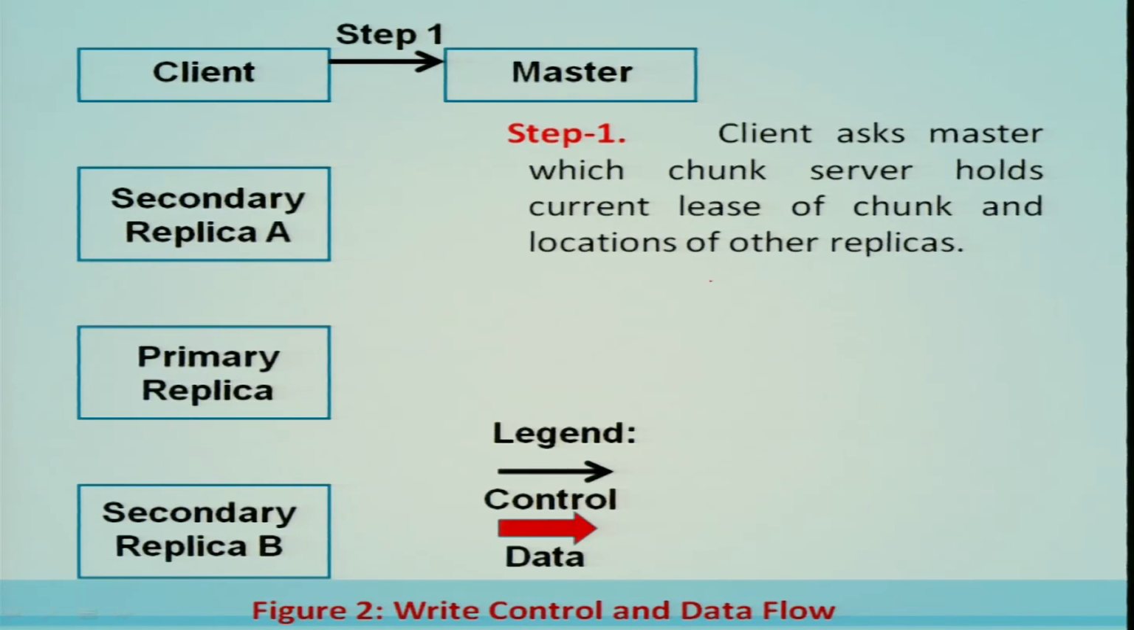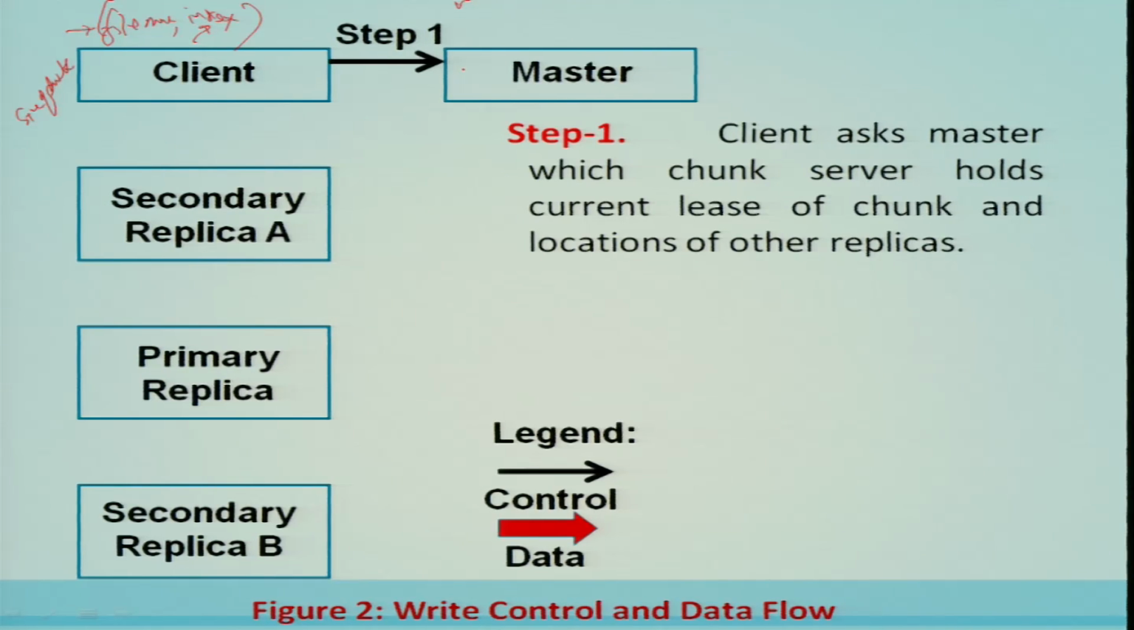So, the first step is the client asks the master which chunk server holds the current lease of the chunk and the locations of the other replicas. This is the first level interaction. This interaction happens when a client wants to access a particular file with a file name and data at a particular location or index. Knowing the size of the chunk, this index is nothing but an offset in a file, which identifies the data inside the file which is required by the application. Having calculated the index and the file name, this message will be sent to the master.